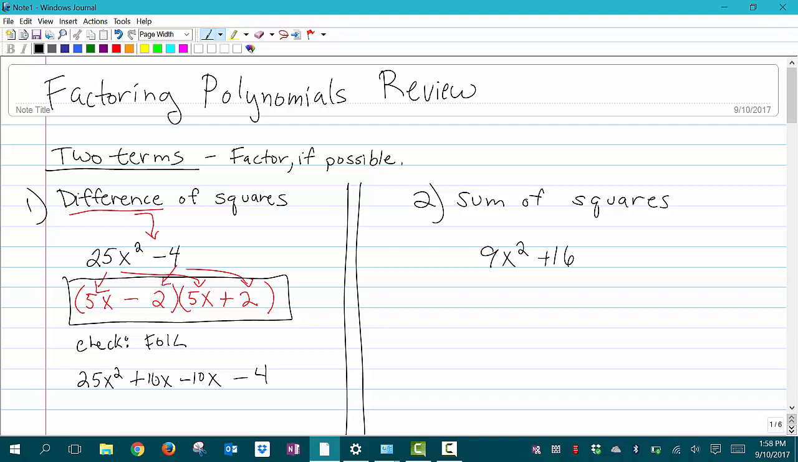We notice that when we combine like terms, the two middle terms will cancel each other out, and we're left with 25x squared minus 4. If this equals what we started with, then we know that we factored correctly.